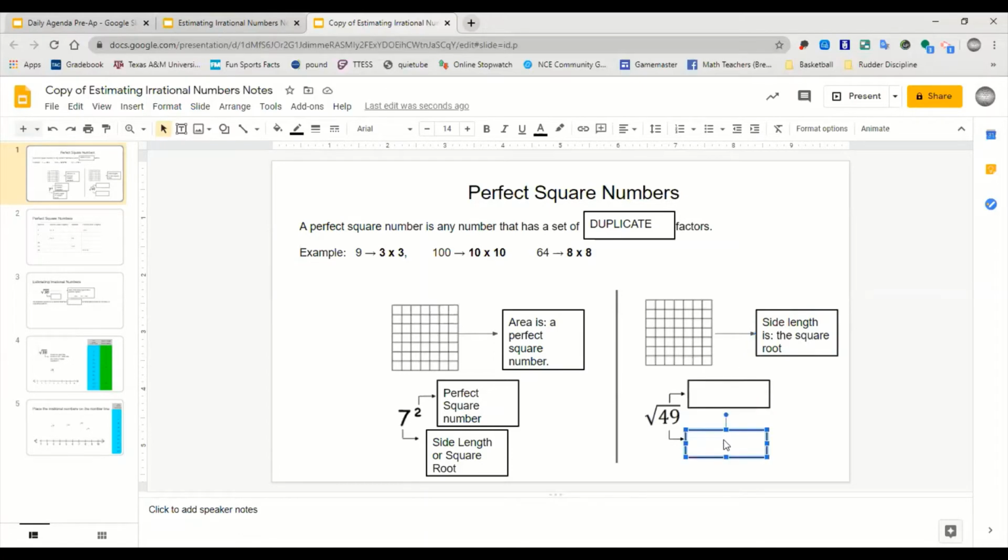The number in the radical is actually going to be the area of the square, or we can call it the perfect square number.